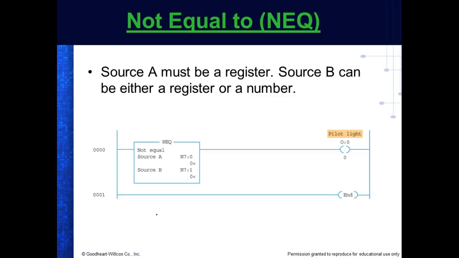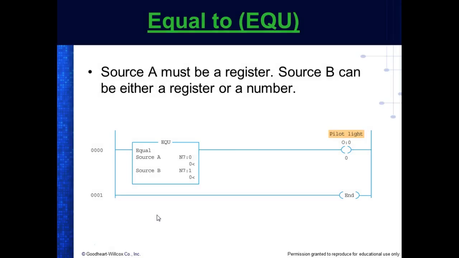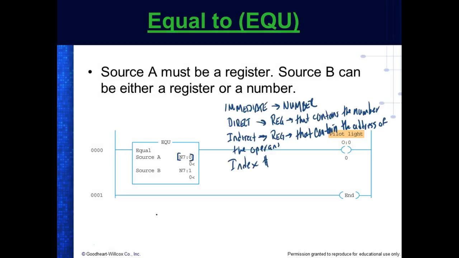So everybody okay on equal? Any questions on that? So N7:0 is equal to N7:1 if the contents of registers N7:0 and N7:1 are equal. Now, if we don't specify a slash, what are they talking about?